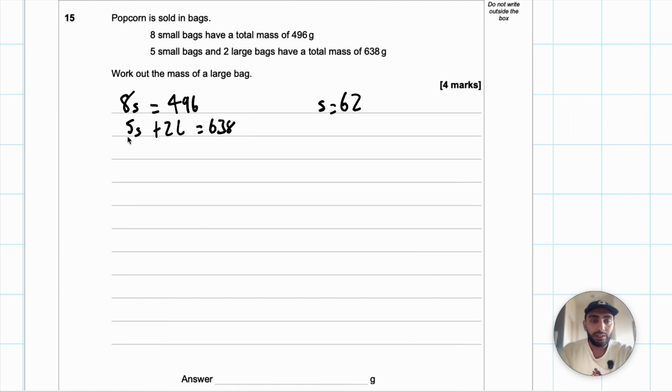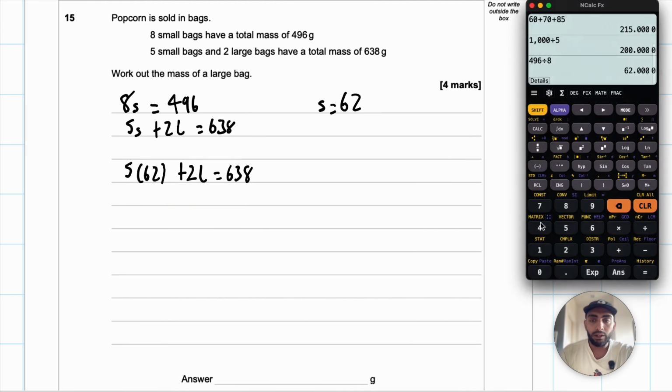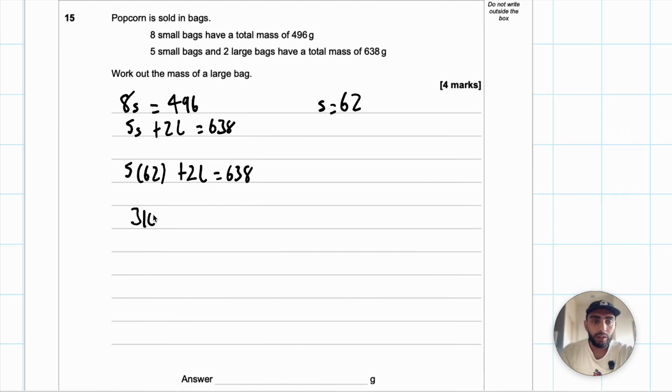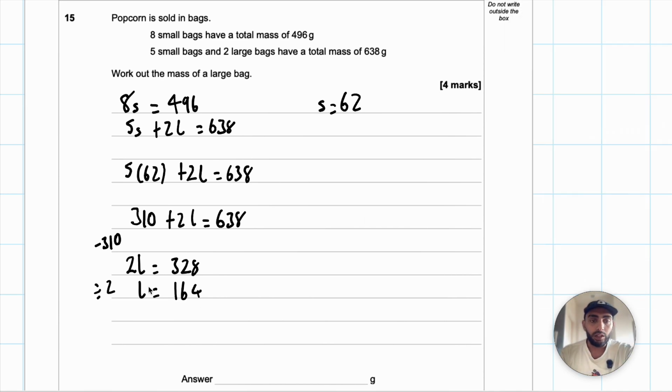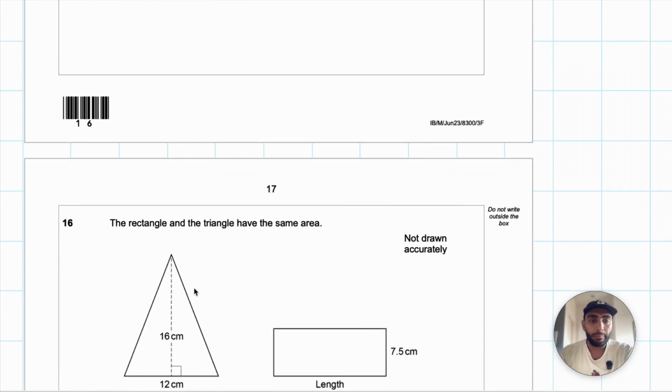I'm going to multiply these small bags. 5 multiplied by 62 plus 2 lots of L is equal to 638. 5 times 62 is 310 plus 2L is equal to 638. Let's take away this 310 from both sides. We're left with 2L is equal to 328. And we're going to divide by 2 on both sides. So L will give me 328 divided by 2, and that's 164. So 164 grams per large bag.